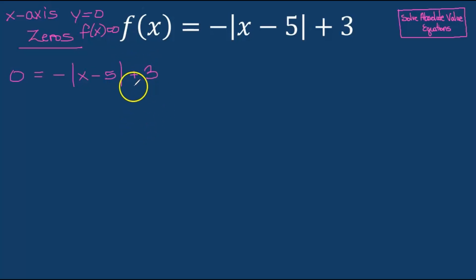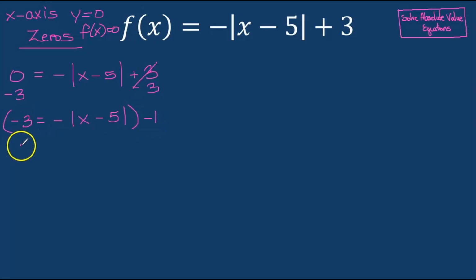The first thing I want to do is move that 3 to the other side by subtracting it. Now I have negative 3 equals negative absolute value of x minus 5. If the absolute value was alone, we would know that there are no solutions in this case, because we can't have an absolute value equal to a negative number. However, we have a negative in front of the absolute value as well, which means that we can handle this in a couple of ways. We could divide both sides by a negative or multiply both sides by a negative. I'm going to choose to multiply both sides by a negative. It turns out to be exactly the same.